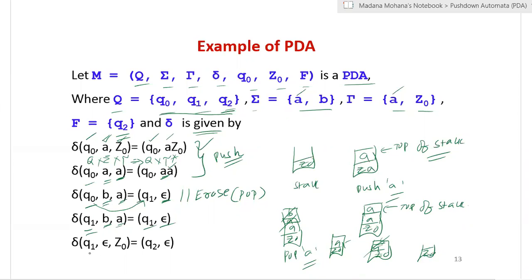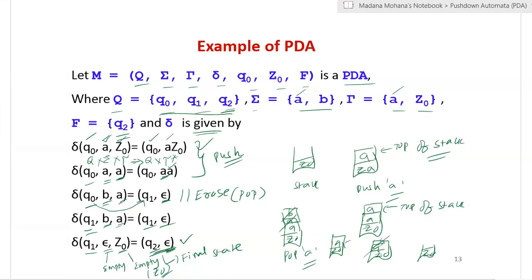Now your current state is Q1, your input is empty, and further no input is there. The stack contains Z0, the initial or start symbol of the stack. In this case the input is empty, then the stack is also empty, which we indicate by Z0, the initial symbol. Now it goes to Q2. What is Q2 here? The final state. Then the stack contains empty, null. So this is the final step of any PDA transition.